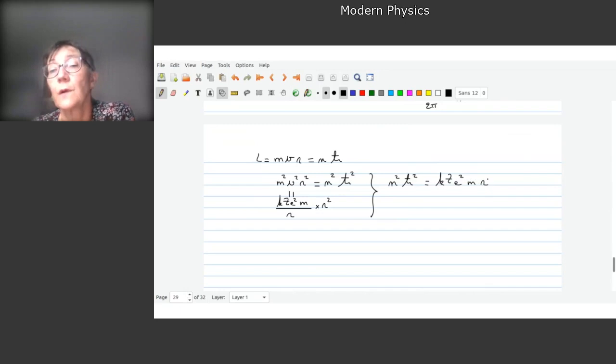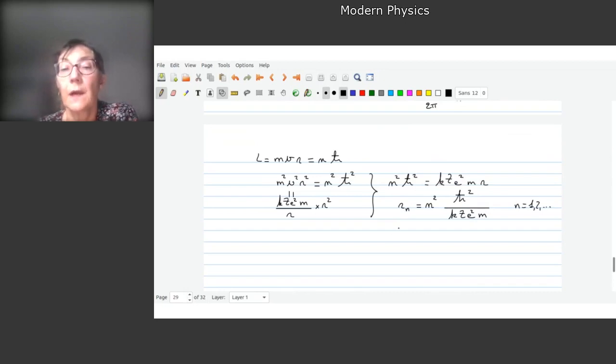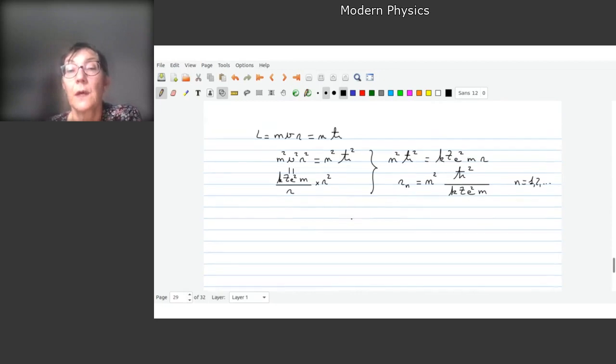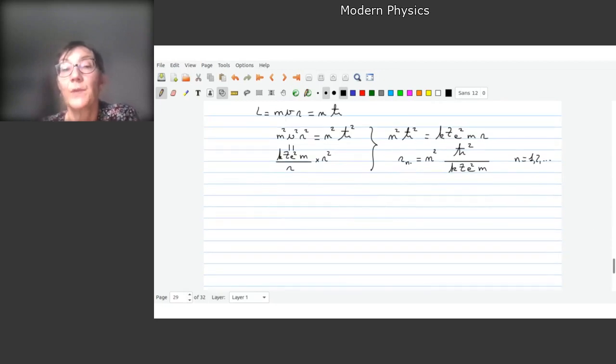And so what we have here is the radius of the orbit, which can be written as n square h bar square over k Z e square m. And so you see here n equal 1, 2, and so on. I will call this orbit Rn. So we just quantized the possible orbits.